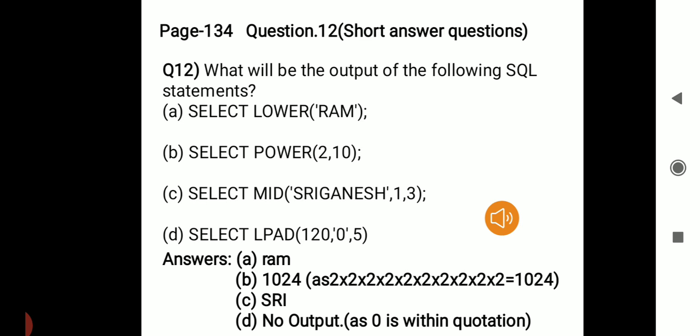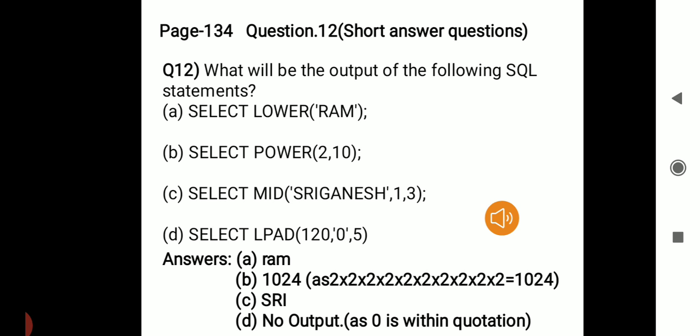Take out page number 134. See the short answer type questions, question 12. In this slide, I will solve question 12 for you. See the first query A. Select LOWER, then within brackets, the text RAM in capital letters, followed by a semicolon. The result will be the text ram in small letters as listed in the answers, because this function LOWER converts uppercase characters into lowercase.